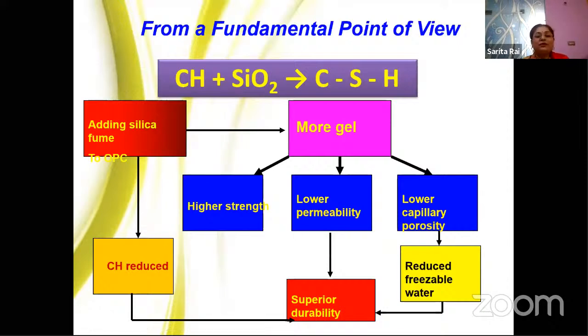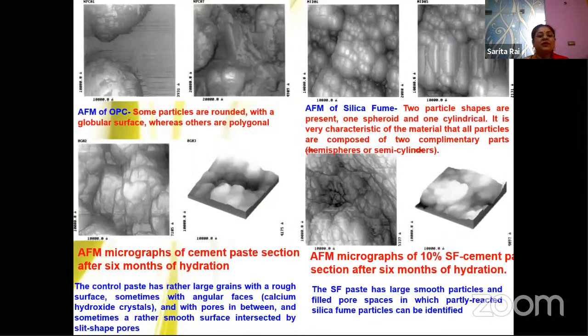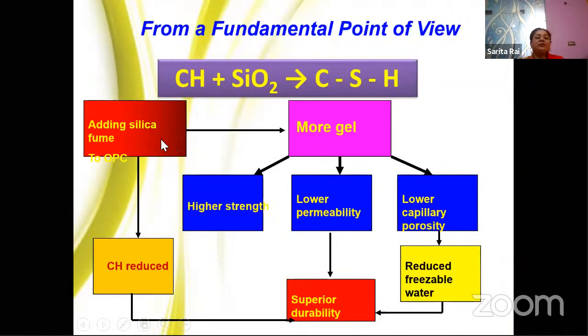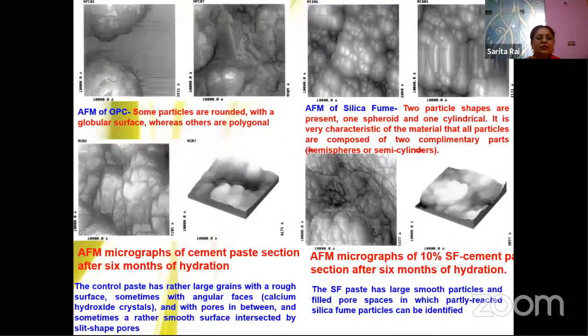From the fundamental point of view, adding silica fume gives more gel. This more gel is responsible for higher strength, lower permeability and lower capillary porosity. This reduces the pore size. Lower permeability is responsible for superior durability, and adding silica fume to OPC reduces calcium hydroxide. These are the AFM of OPC, AFM of silica fume, and AFM micrographs of cement paste section after 6 months of hydration.